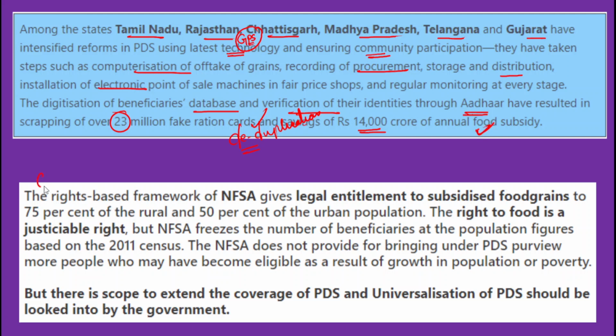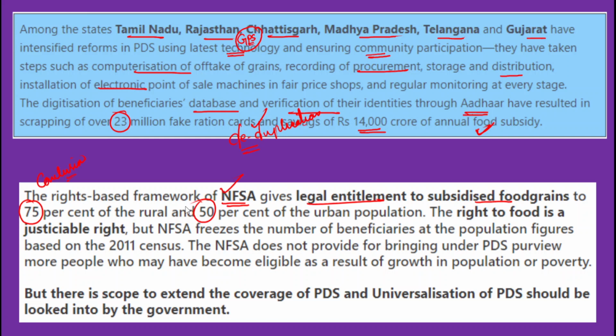After that, in conclusion, while writing the conclusion for this answer, you just have to write about the significance of the public distribution system, the rights-based framework under the National Food Security Act. What does this rights-based entitlement mean? Receiving food grain entitlement is actually a right of the beneficiary under the National Food Security Act. Under it, there is a legal entitlement to subsidized food grains for every beneficiary. This has been benefiting around 75% of the rural and 50% of the urban population.